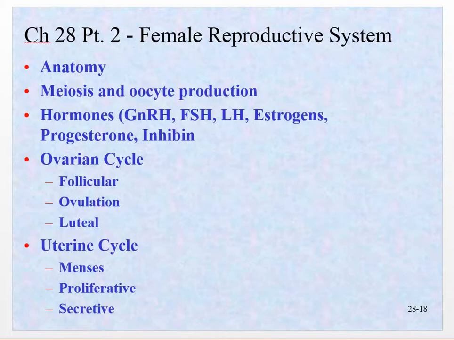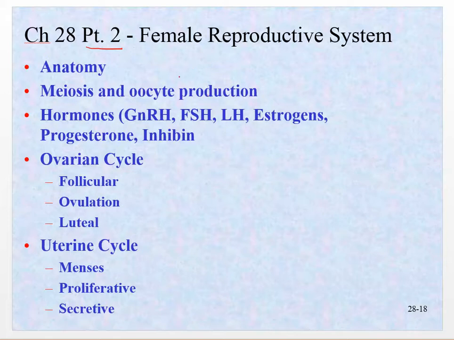Going to be chapter 28. It's part 2, so there are going to be 3 parts. The first part we went through male reproductive system, and then this will be the female reproductive system, and then we'll end with fertilization. Then we'll talk a little bit about hormonal birth control and a few other things, and that'll be all in part 3.